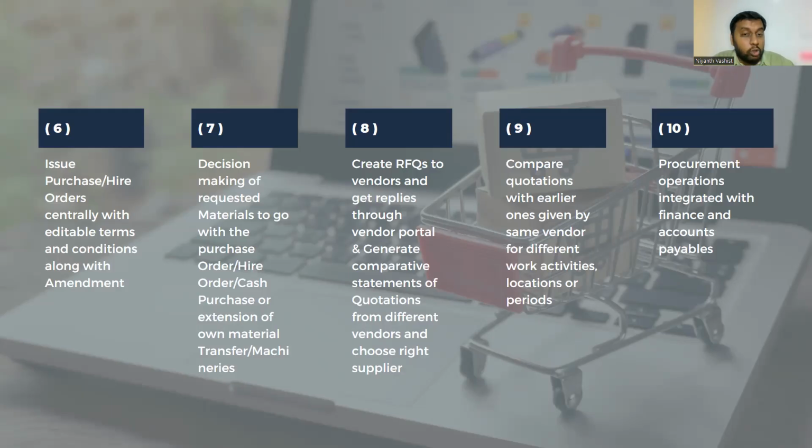Hence, the site team also should do the same thing as the central team in terms of RFQs, selecting multiple vendors, doing the comparative analysis, and choosing the right supplier. Once you compare the quotations with earlier ones given by the same vendor, in terms of the work activities, locations, or periods.